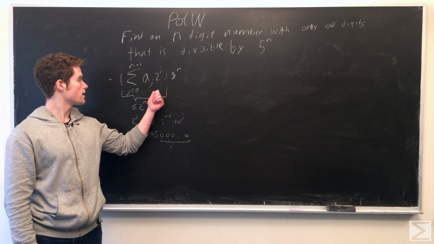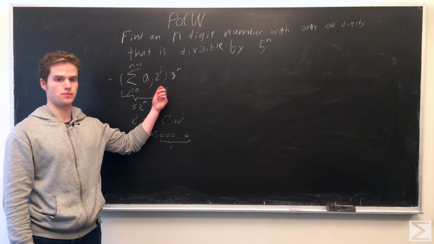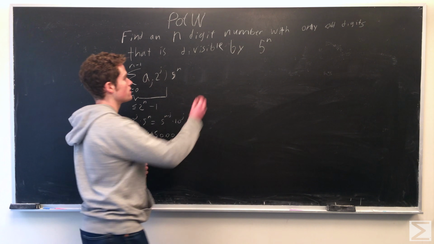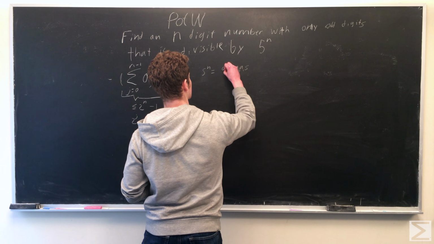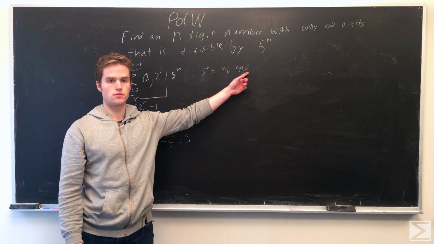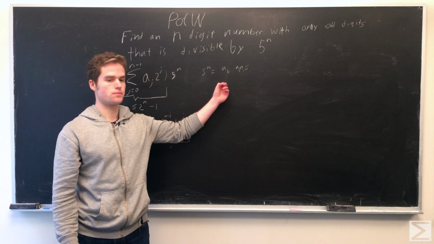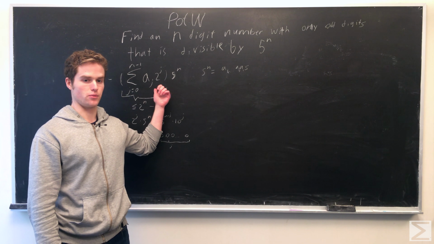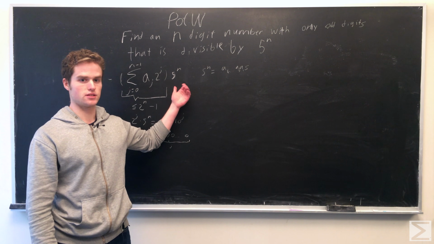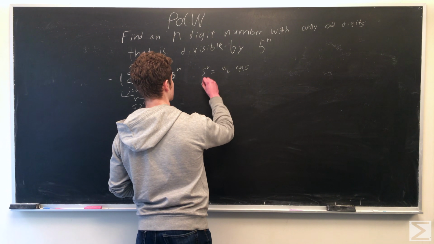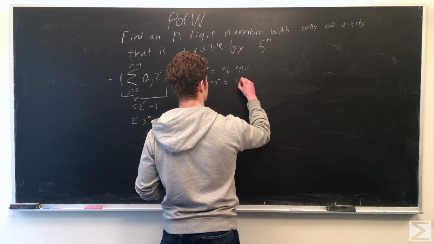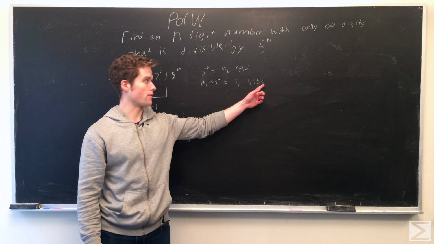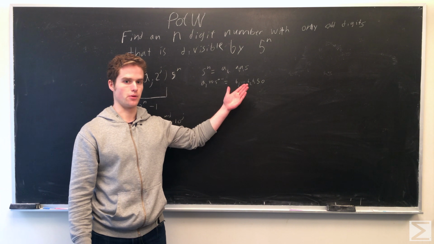So here, we're going to set a0 equal to 1. So we have at least one 5 to the n. Now 5 to the n starts with 5, and then there are some numbers. Now a1 times 2 to the 1 times 5 to the n gives us something in the form: a 0 here, a 5, and then some numbers.